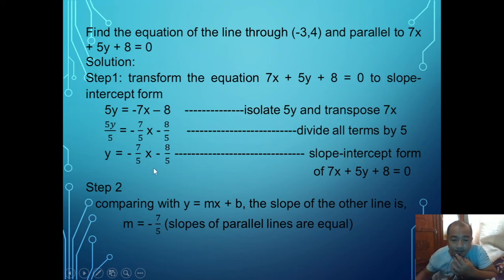And from here, we can now determine its slope, negative 7/5. So therefore, the slope of the other line is also negative 7/5 because they are parallel to each other. They have the same slope.